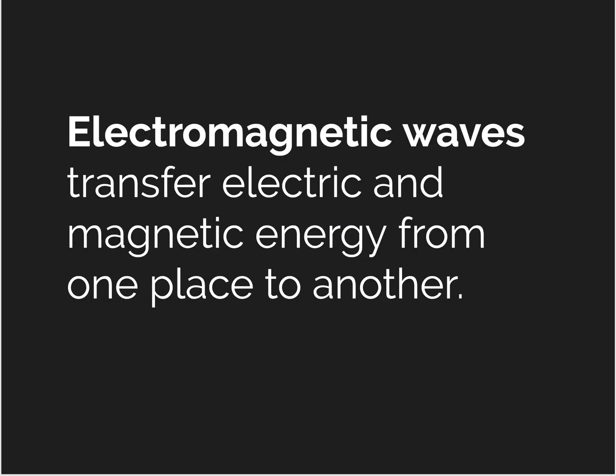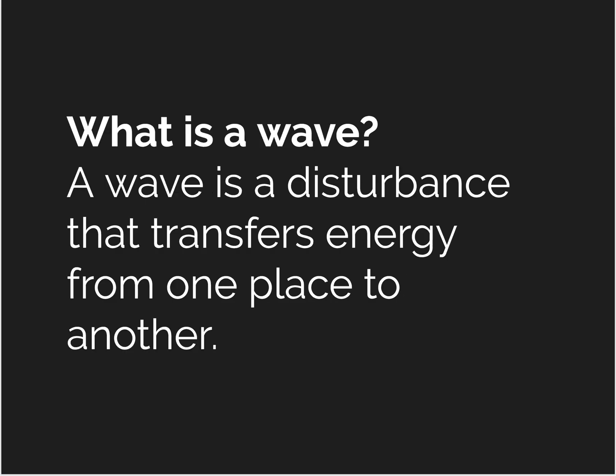First off, let's think about what is an electromagnetic wave. Electromagnetic waves transfer electric and magnetic energy from one place to another. So all of these waves, we can abbreviate them EM for electromagnetic. All of these waves transfer this electric and magnetic energy from one place to another. We better answer the question first. What is a wave? A wave is a disturbance that transfers energy from one place to another.